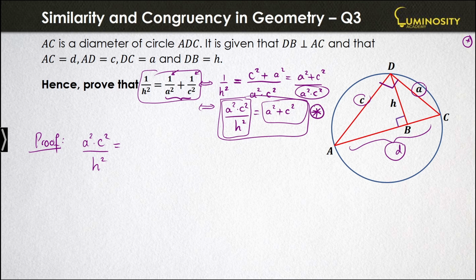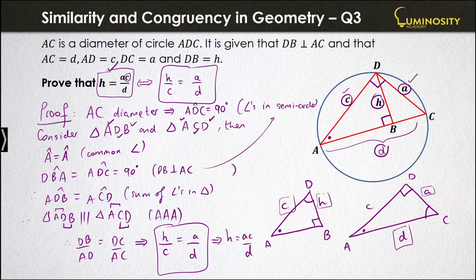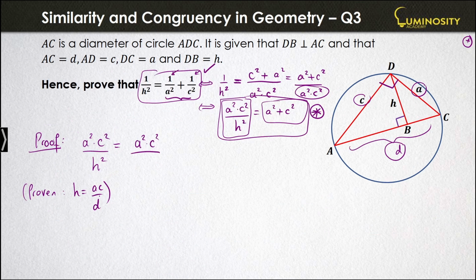So essentially you're proving an identity, like a trig identity, but an algebraic identity. If I can show that this left-hand side is equal to the right-hand side, then it's the same as showing this expression here. So that's the technique I'm using. Okay, so that's going to be a squared times c squared over... Now, we've just proven that h equals ac over d. And again, like I told you, when it comes to geometry, whatever you prove is usually going to be used somewhere else in the calculation.